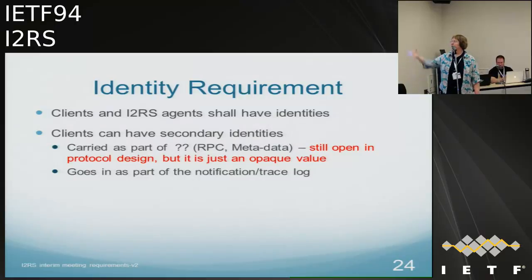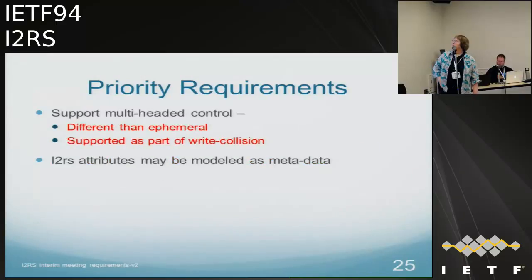And it goes in as part of the notification and log, because you want the secondary identity. If you have several applications working through one client, you can say it's application 1, hi, I'm the one that's pulling logs, or hi, I'm the one that's supposed to change the ephemeral state. If you get configurations from the guy that's doing logs, you might want to worry if that caused an error in the network. Okay. Next one, priority requirements are supported as write conditions, keep going.